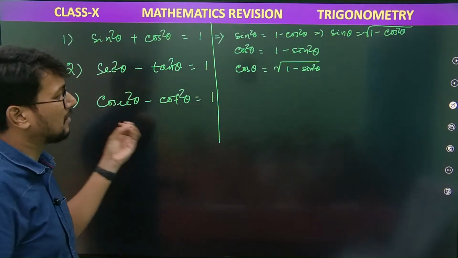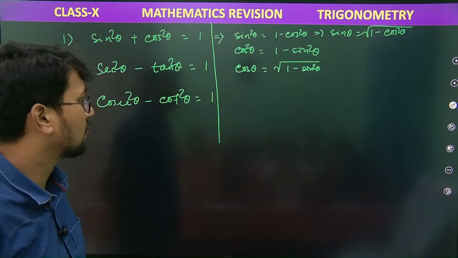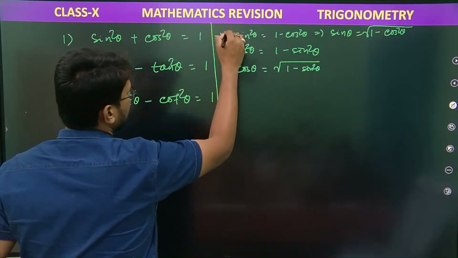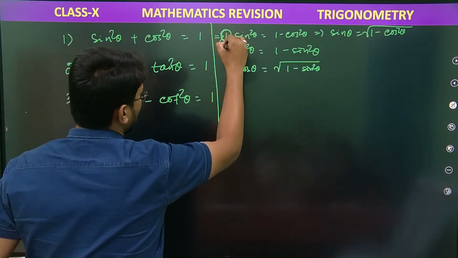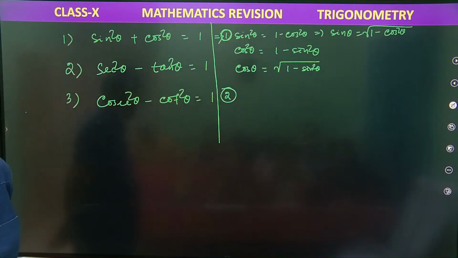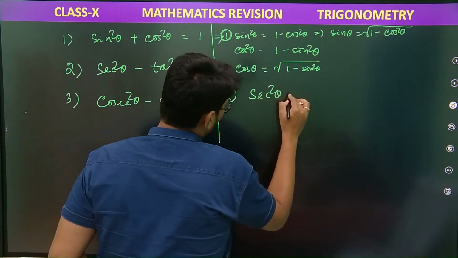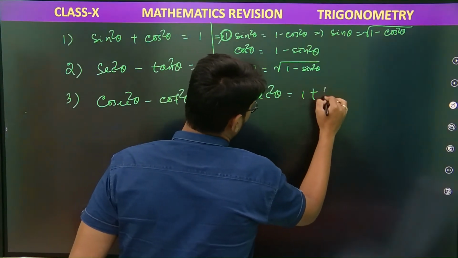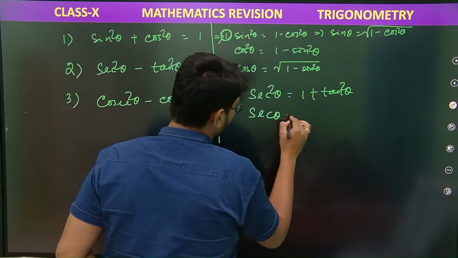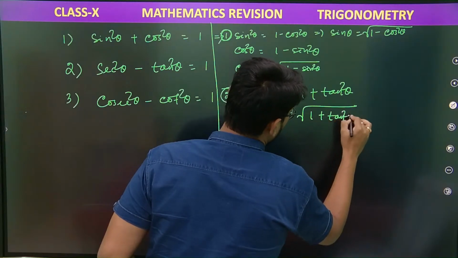So you see, very limited formulas through which you can solve all the questions. Okay, you should not worry. From the first identity we got these values. From the second identity, sec square theta is 1 plus tan square theta. And sec theta is the square root of 1 plus tan square theta.